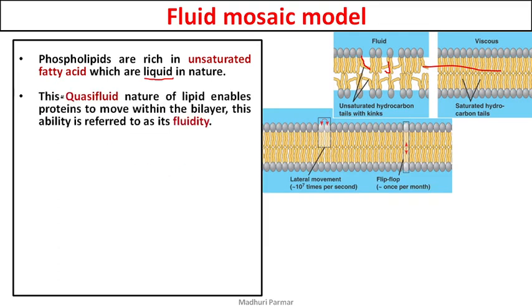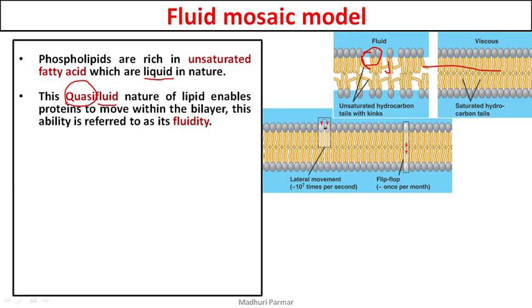Let us understand that. Quasi means false. Quasi fluid means false fluid. They are almost like fluid but not quite. So this quasi fluid nature of lipid enables protein to move within the bilayer. Now because there is a lot of space in between and they are quasi fluid in nature, the proteins which will be present in the membrane can easily move around.